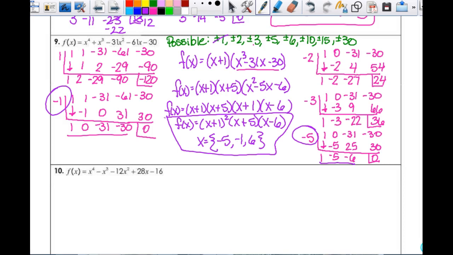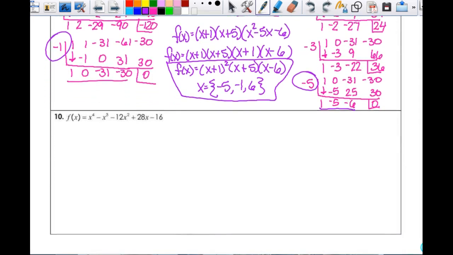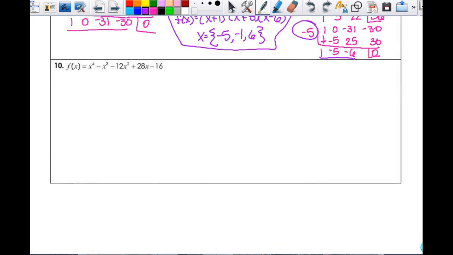It won't be that bad though, because we need to talk about how we can make some smart decisions along the way, so we're not just testing absolutely everything. All right, so let's look at number 10. At least on number 10, again, your leading coefficient is 1. That's good for your possibilities, right? My possibles are plus or minus 1, plus or minus 2, plus or minus 4, and plus or minus 16.